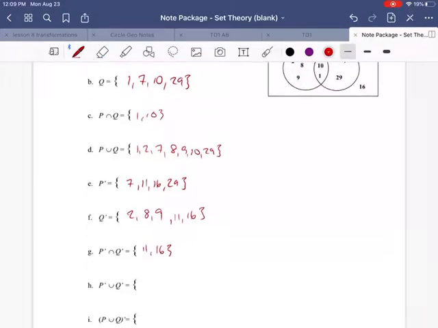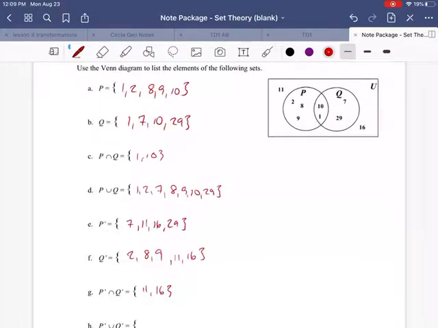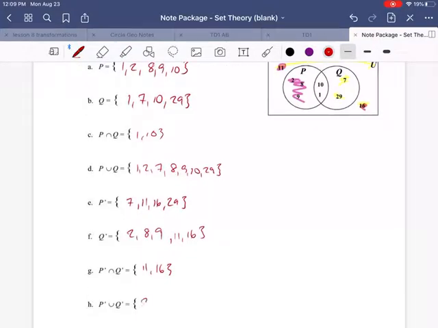The complement of P union the complement of Q. What's the complement of P? We've got everything that's here, and that stuff. Then for the complement of Q, if I choose a different highlighter, we also get the stuff that's in the universal set, but we get the stuff that's in P. The only numbers we're not including are 10 and 1. So 2, 7, 8, 9, 11, 16, and 29.